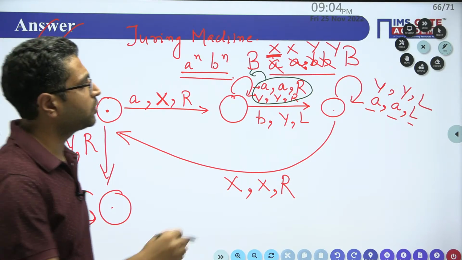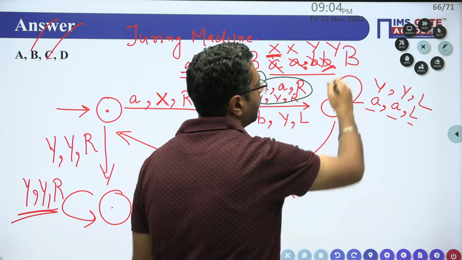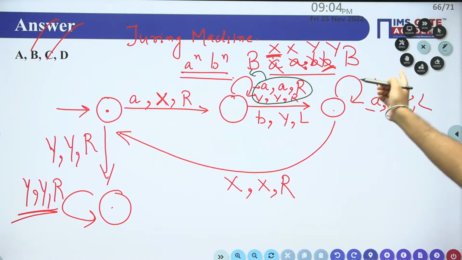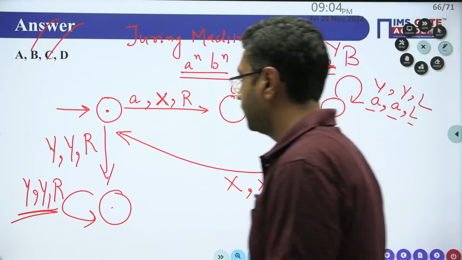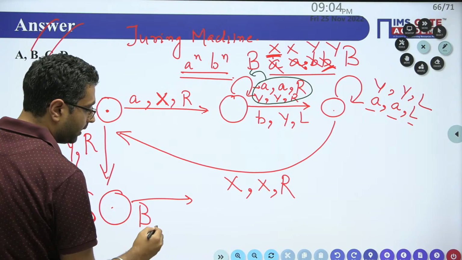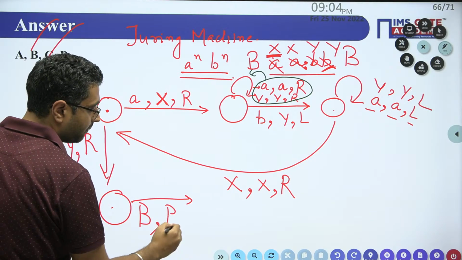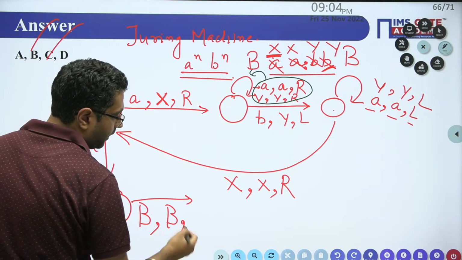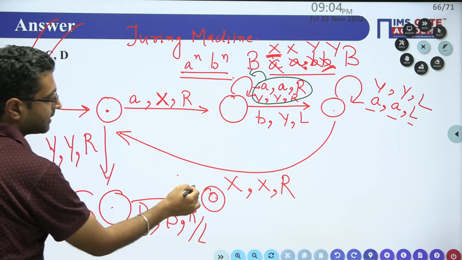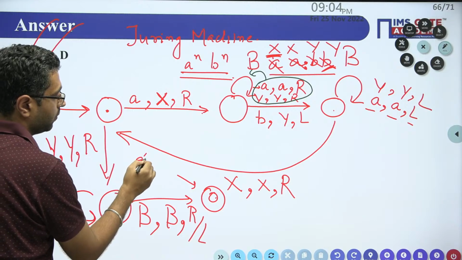Why are you doing so? You are exhausting all the already seen b's. Now at the end of it, if you find a blank, you replace it with a blank and then you move either right or left, it does not matter, you reach the final state. So at this state, the number of a's will be equal to the number of b's.